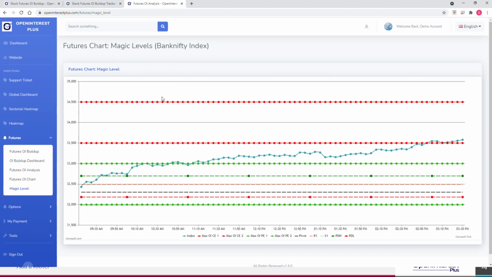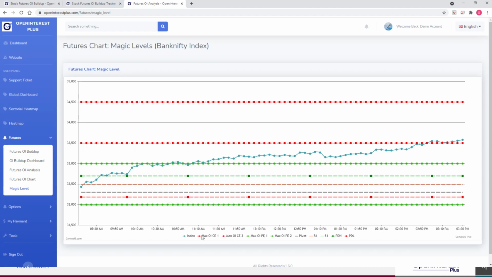Because this is one chart which gives me a quick glance of what has actually happened, or what is happening, what the support levels are, and what the resistance levels are. I don't have to go anywhere and manually plot that information. This chart plots all the required information that I need to understand support and resistance.